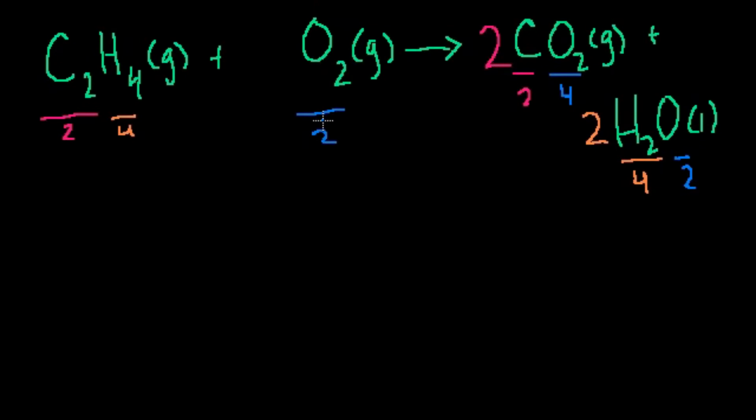So how do I make this 2 into 6? I want to have 6 oxygens on this side. I want to have 6 oxygens on the left-hand side as well. Well, if I put a 3 out here, now I have 6 oxygens. And my equation has been balanced. I have 2 carbons on this side, 2 carbons on that side, 4 hydrogens on this side, 4 hydrogens on this side, 6 oxygens on this side, and then 4 plus 2, 6 oxygens on that side.